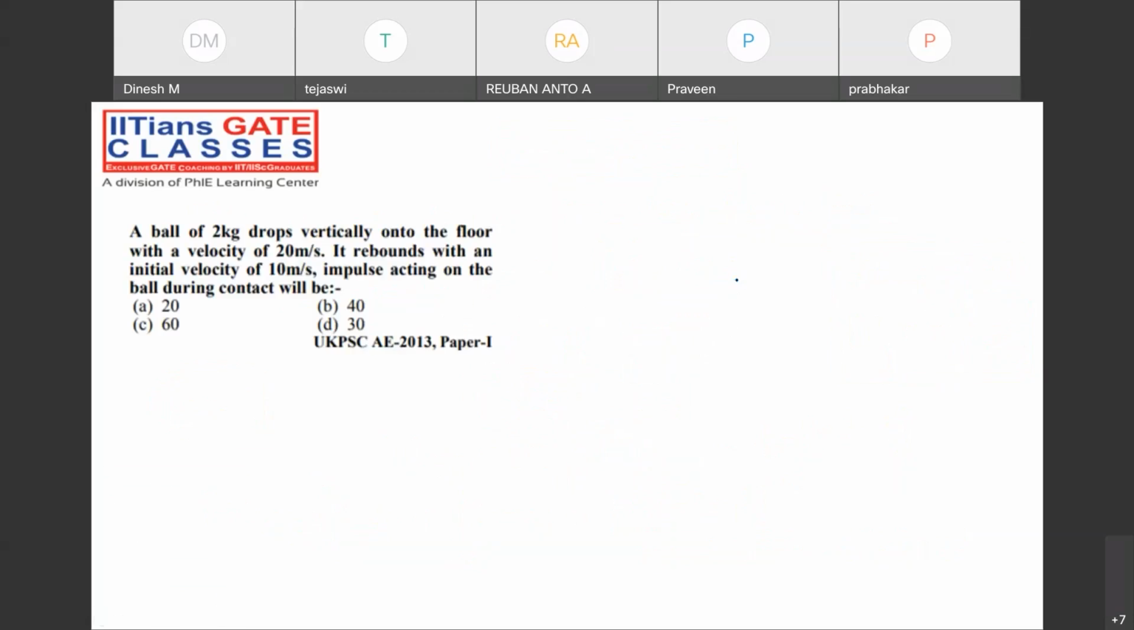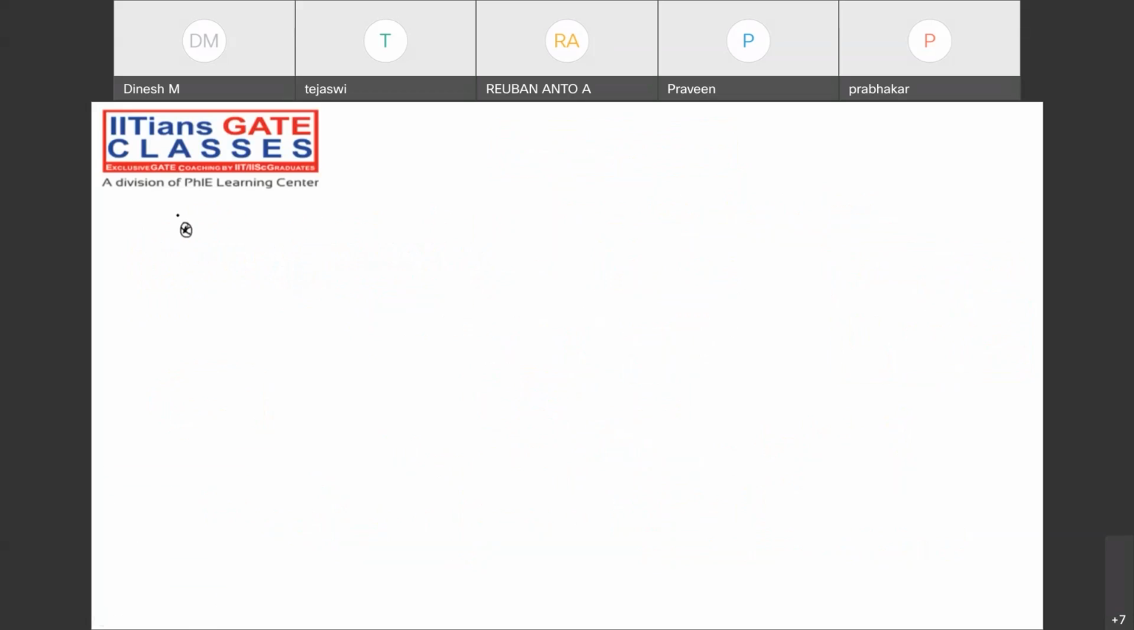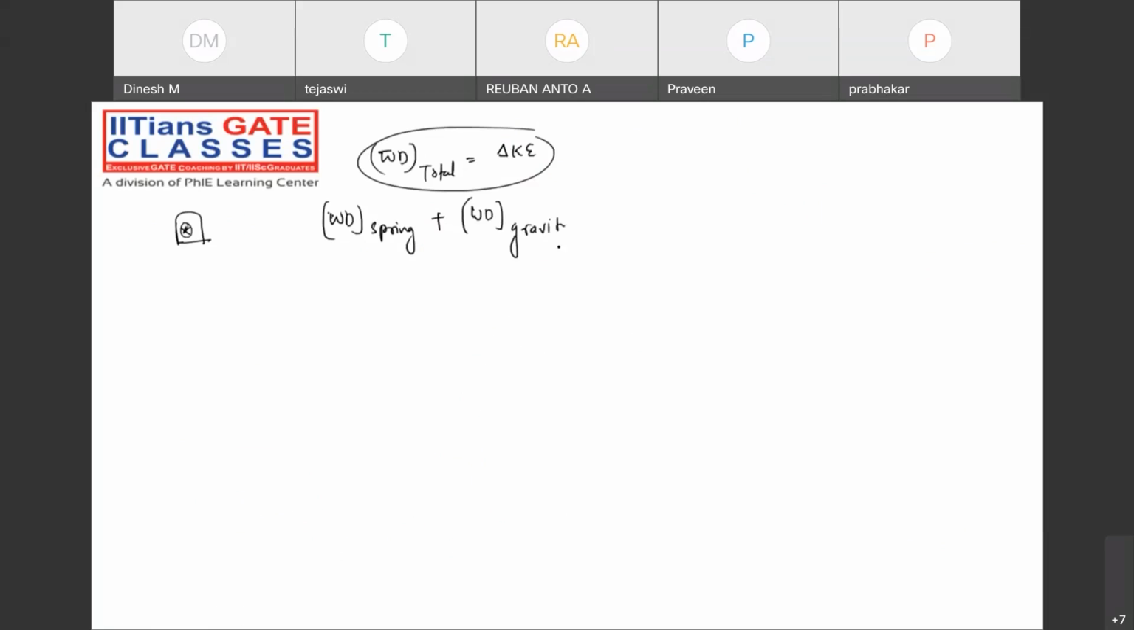Perfect. Now, my dear friend, work done by spring force, because you know that total work done must be change in kinetic energy. That is what the theorem says. Work done by spring force plus work done by gravity force plus work done by friction force is equal to half of m into v square minus u square, final kinetic energy minus initial kinetic energy.